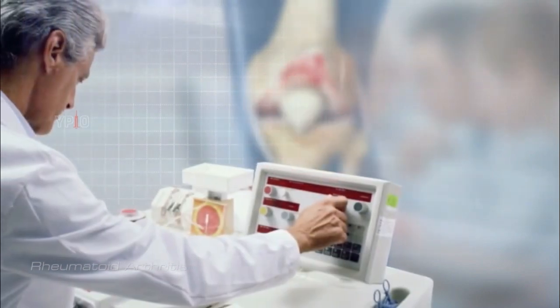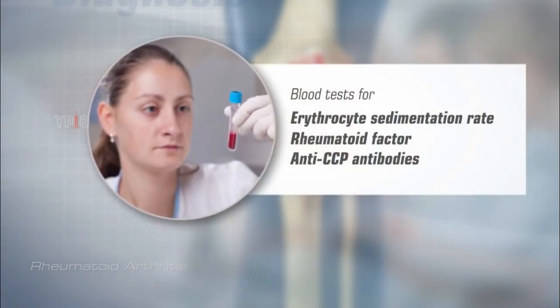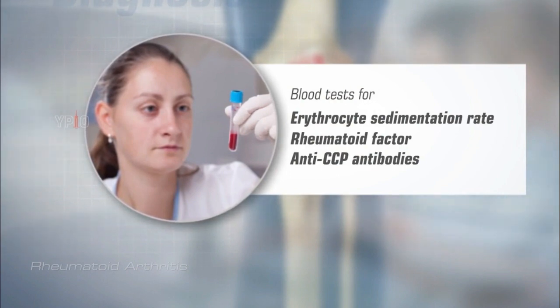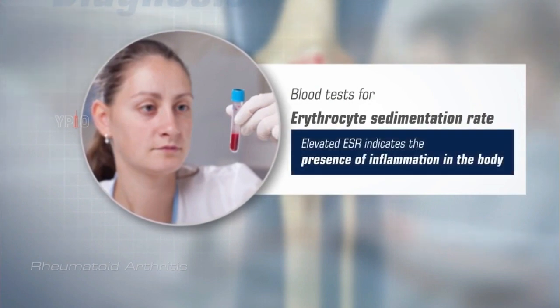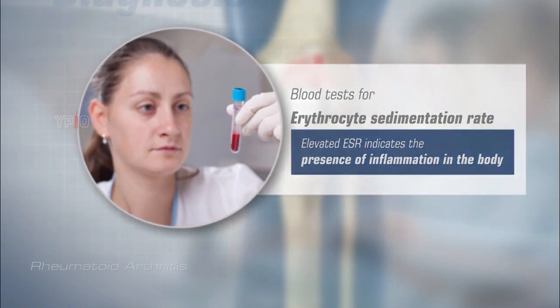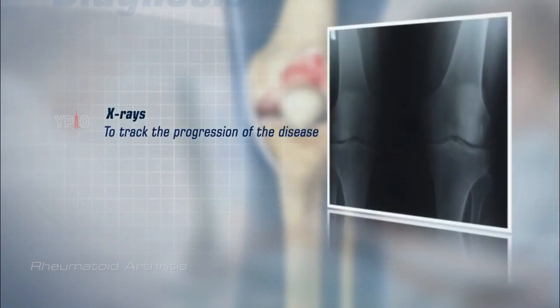The diagnosis of rheumatoid arthritis may include blood tests for erythrocyte sedimentation rate, rheumatoid factor, and anti-CCP antibodies. An elevated ESR indicates the presence of inflammation in the body. X-rays of the affected joint may be recommended to track the progression of the disease over a period of time.